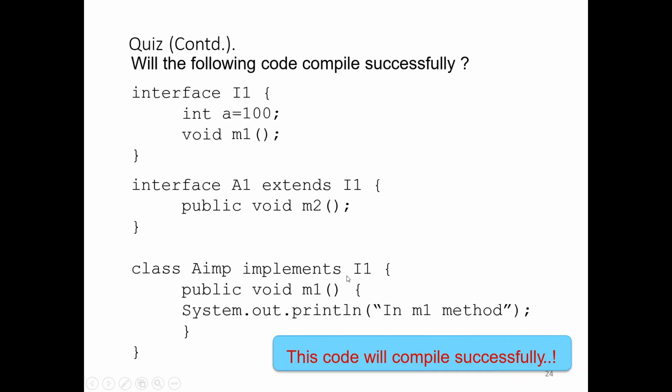And for the class that implements I1, you have to implement all the methods of I1. So here I'm implementing method m1. So this is valid. So this code will get compiled successfully.